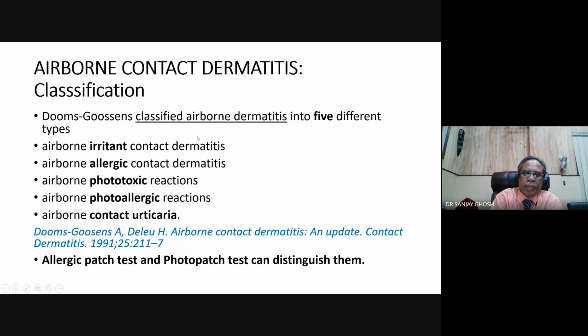Now Dr. Bruynzeel is also a very famous dermatologist from the UK. Dr. Jerajani brought her to Bombay. She is very authentic in the field of contact dermatitis, and she has classified airborne irritant, airborne allergic, airborne phototoxic, airborne photoallergic, and airborne contact allergic. So airborne can cause all types of allergy. Here you need an allergic patch test and sometimes a photo patch test to distinguish that.